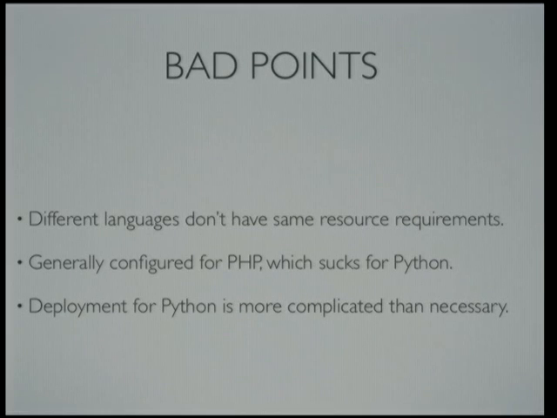FastCGI is a method you'll often find in shared web hosting environments. The problem is that it's very popular for hosting PHP, and as a result the configuration that web hosting companies use is biased towards PHP, and basically sucks for Python. They'll set it up so that FastCGI processes will be spawned single-threaded, might allow a lot of them, but it will kill them off quite quickly.